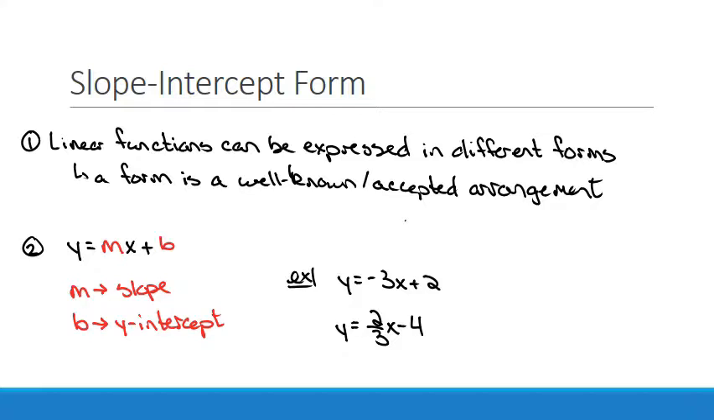If you rearrange the arrangement, it would not be in slope-intercept form anyway, but you might luck out and put it into a different form. We're going to look at two other forms after this lesson as well.